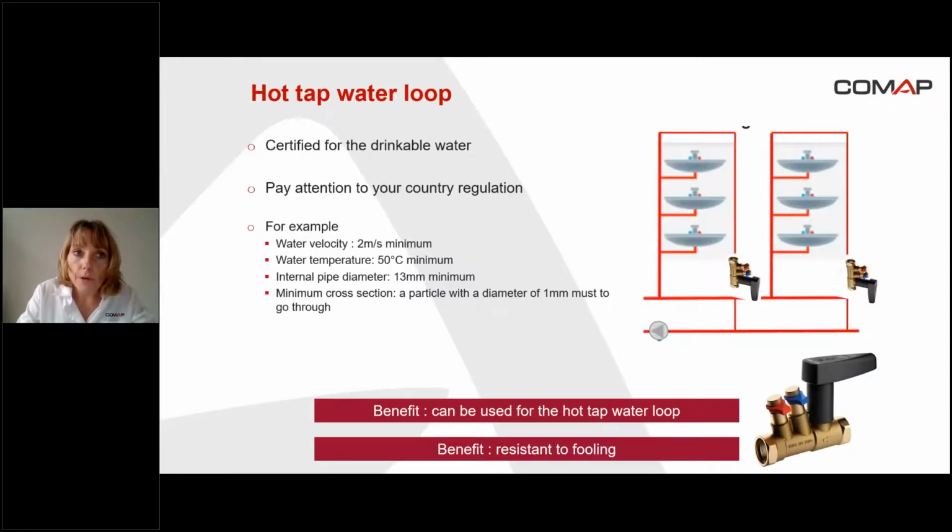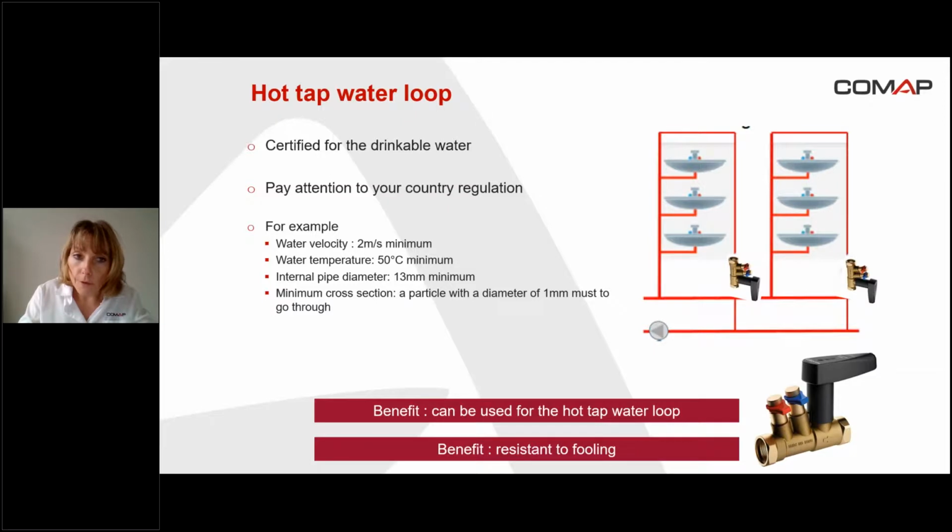Let's talk now about the hot tap water loop. The valve is certified for drinkable water, so it can be used for the hot tap water loop. But pay attention to your country's regulation. For example, in France, the water velocity has to be 2 meters per second minimum. The water temperature has to be 50 degrees minimum for the return temperature. And the internal pipe diameter has to be 15 millimeters minimum.